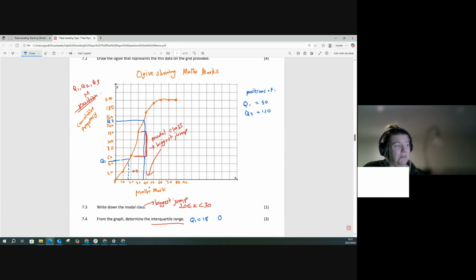38-ish, 37, 38, somewhere around there. So I'm only at 20, but I think if you got anywhere from like 17 to 22, I would probably have given that to you. Yeah, I think it depends on what your graph would have looked like.